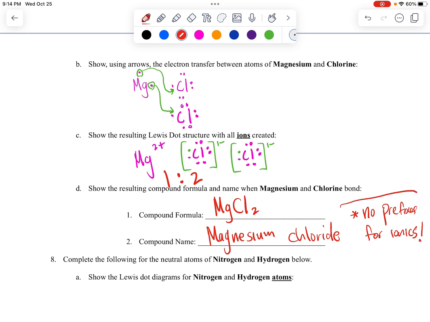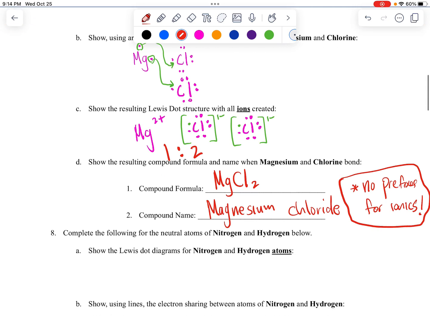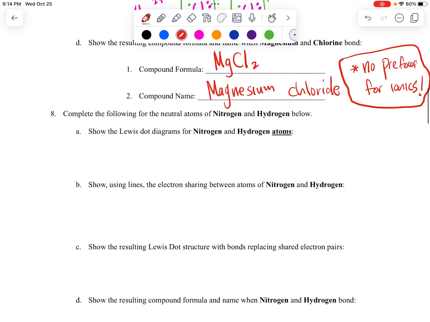Don't forget about that, okay? It only applies for molecular compounds. All right, so speaking of which, we have a molecular compound that we're supposed to put together. Show the Lewis-Dot diagram for nitrogen and hydrogen atoms. Here's nitrogen, and here's hydrogen.